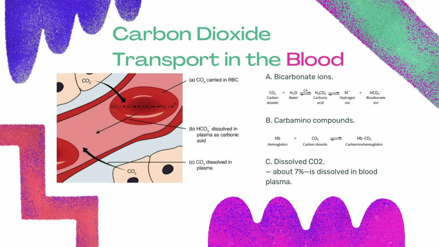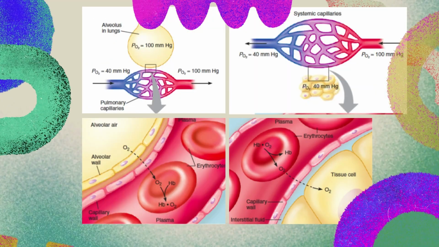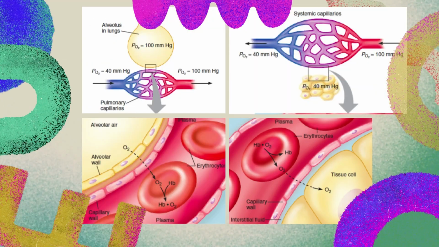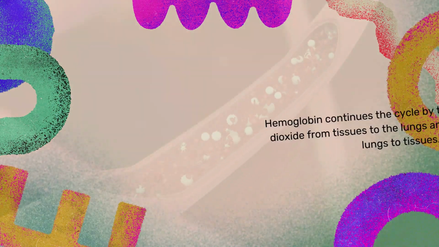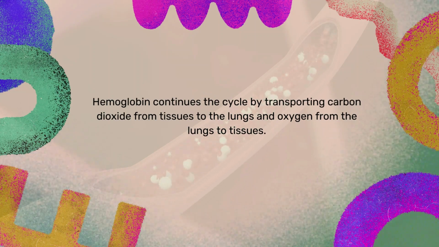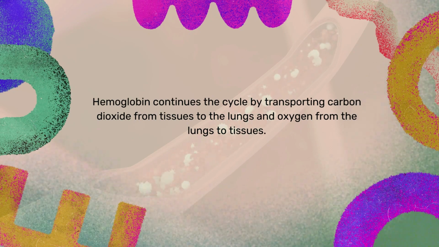To conclude, hemoglobin plays an important role in gas transport in the body. It binds to the oxygen molecules in the lungs, allowing them to be transported to cells throughout the body, where they can be used. It also binds to carbon dioxide molecules, allowing them to be transported from cells to the lungs, where they can be exhaled. All in all, hemoglobin continues the cycle by transporting carbon dioxide from tissues to the lungs and oxygen from the lungs to the tissues.